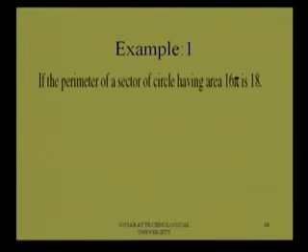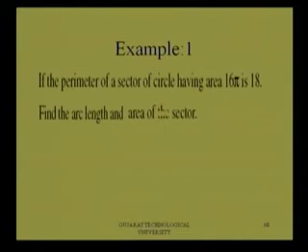If the perimeter of a sector of a circle having area 16 pi is 18, here the area of the circle is 16 pi and the perimeter of the sector is 18. Find the length of the arc and the area of the sector. We will try to understand this example on the table.